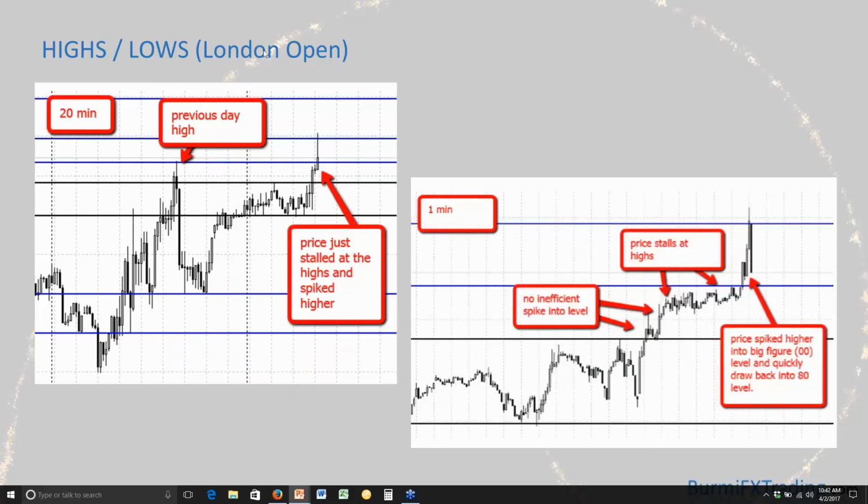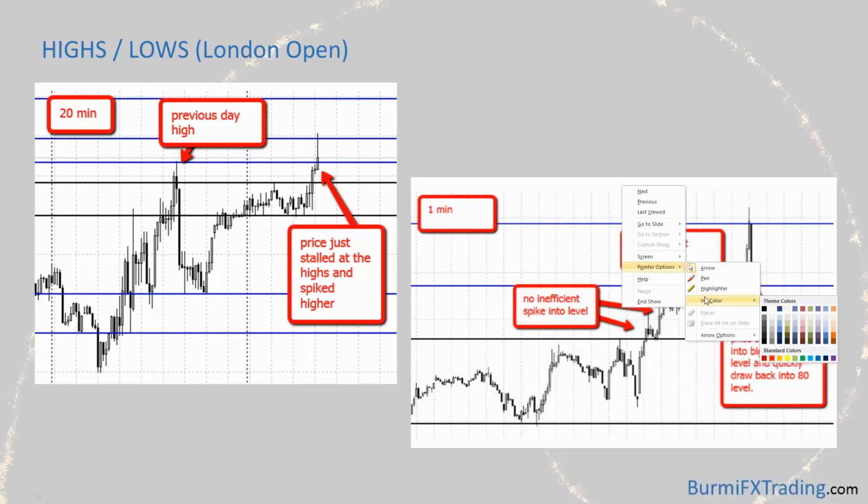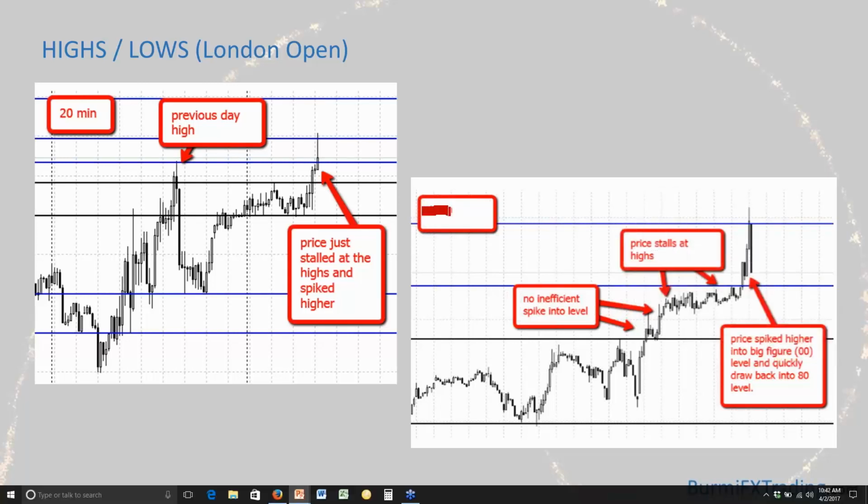Okay, so we got another one here, same thing, London open. This is a 20-minute chart. Price is price, it doesn't matter if you're looking at 5-minute, 10-minute, or 20-minute time frame. We see the same thing here: we have previous day highs, and price spikes up to the previous day high. That's what that spike looks like on a 1-minute time frame on the right side here. On the 1-minute time frame, price spikes up. We are expecting the price to pull back in.